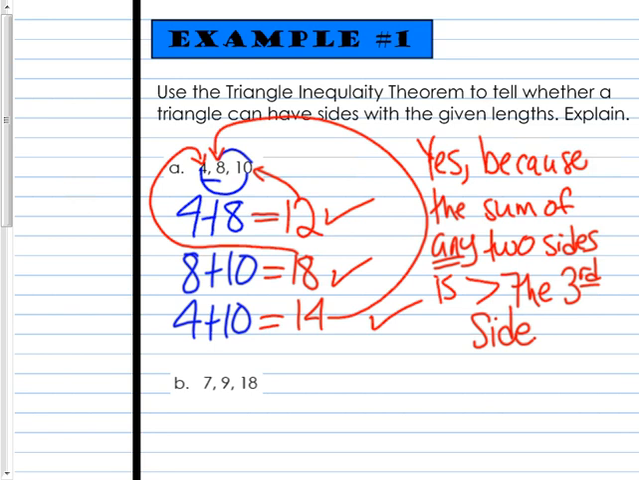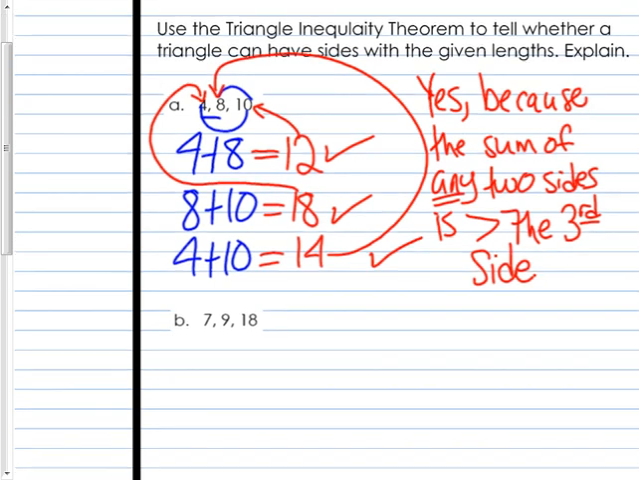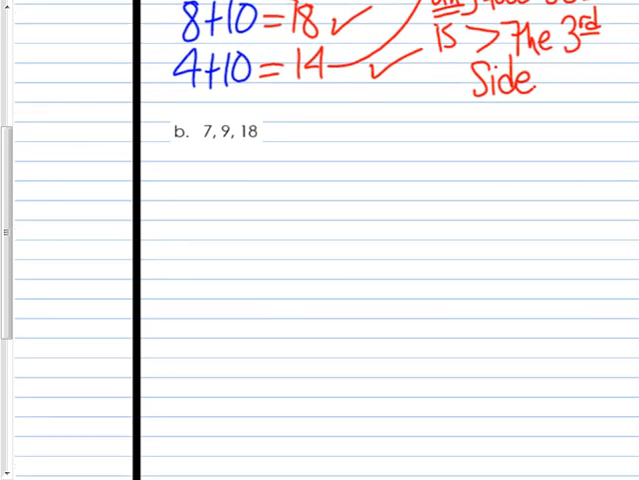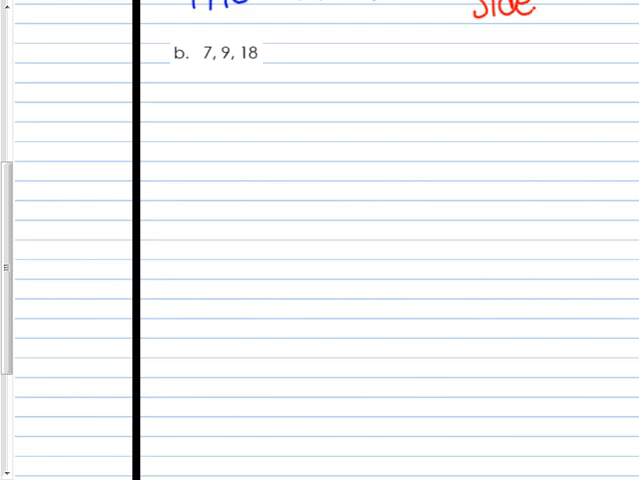Okay, but let's look at this again, and let's do letter B together. Let's use a little bit of logic. Obviously, 18 is already bigger than 9, and 18 is already bigger than 7. So do I really need to add 9 and 18 together to see if it's bigger than 7? No, 18 by itself is bigger than 7. Do I really need to add 18 and 7 together to see if it's bigger than 9? No, because 18 by itself is bigger.